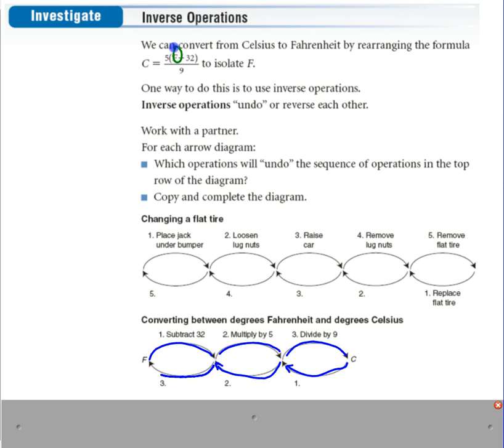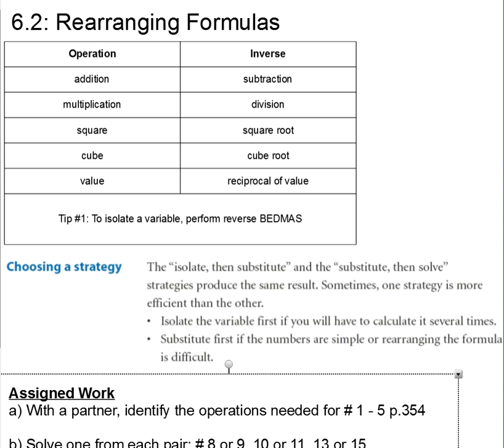Okay, so just to introduce this idea of an arrow diagram, we can think about the operations that are pairs or matching operations, an operation and its inverse. We have here addition, subtraction, multiplication, division, square and square root, cube and cube root.